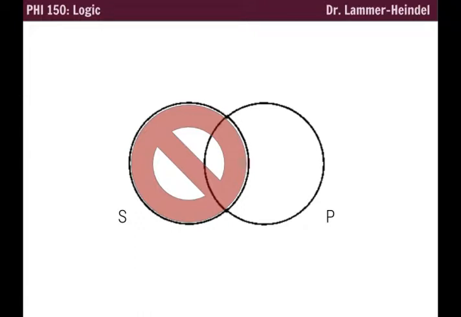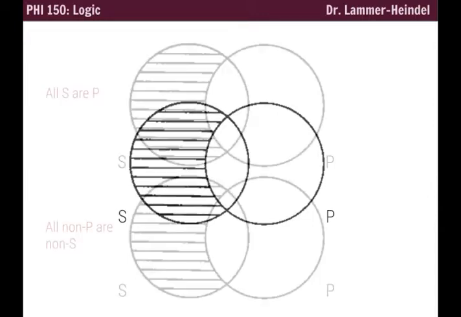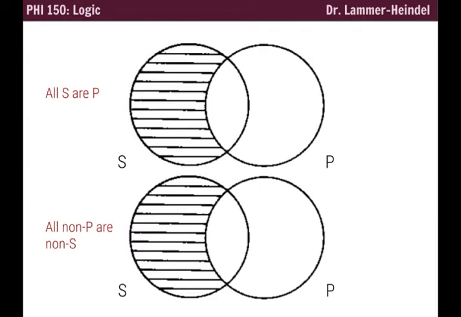So what I have to do is exclude from possibility anything that is outside of the P circle, but would be inside the S circle. I need to exclude that. So I shade in the left-hand area of the diagram. When I compare my two diagrams, I see that the diagram for the standard A form proposition, all S are P, is exactly the same as the diagram for the contrapositive, all non-P's are non-S's.